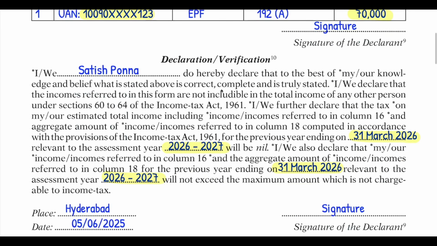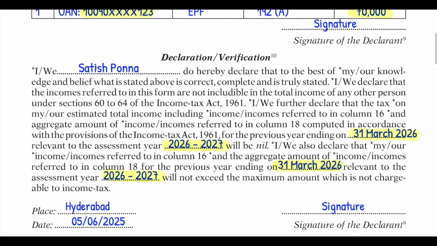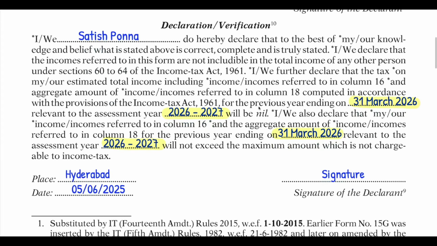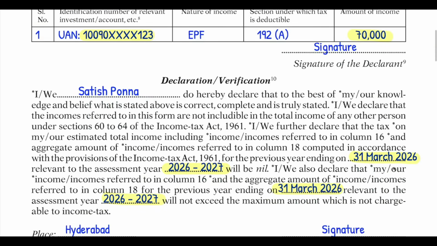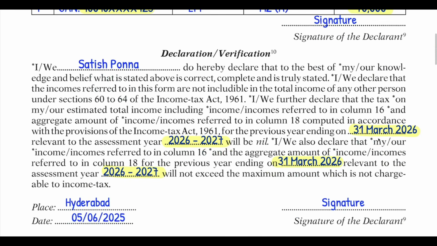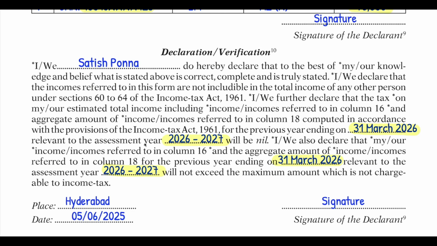Next, come to the declaration or verification part. Here, write your name again and come to this part. Previous year ending on. Right now we are in the financial year of 2025 to 2026. This financial year will end on 31 March 2026. So you have to write 31 March 2026. If you are withdrawing your EPF amount before 31 March 2026, you can copy all the years like in this video.